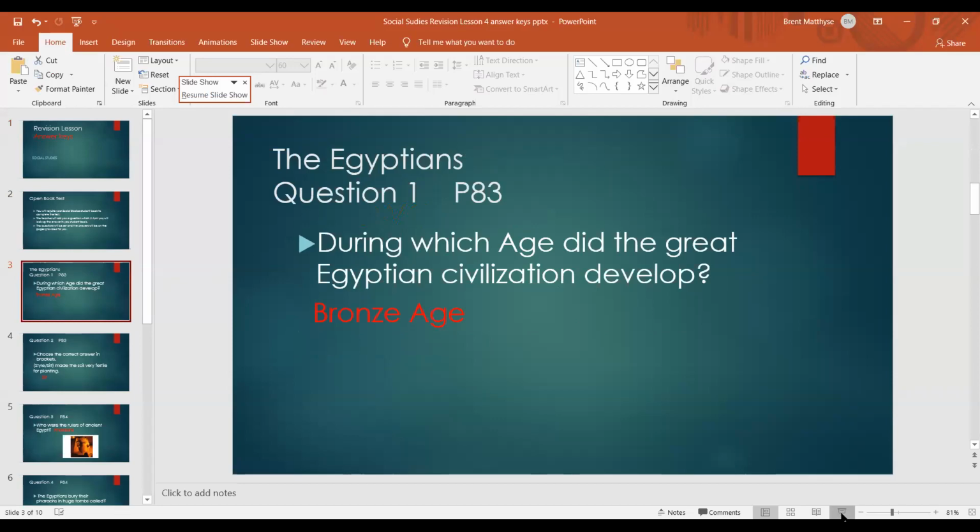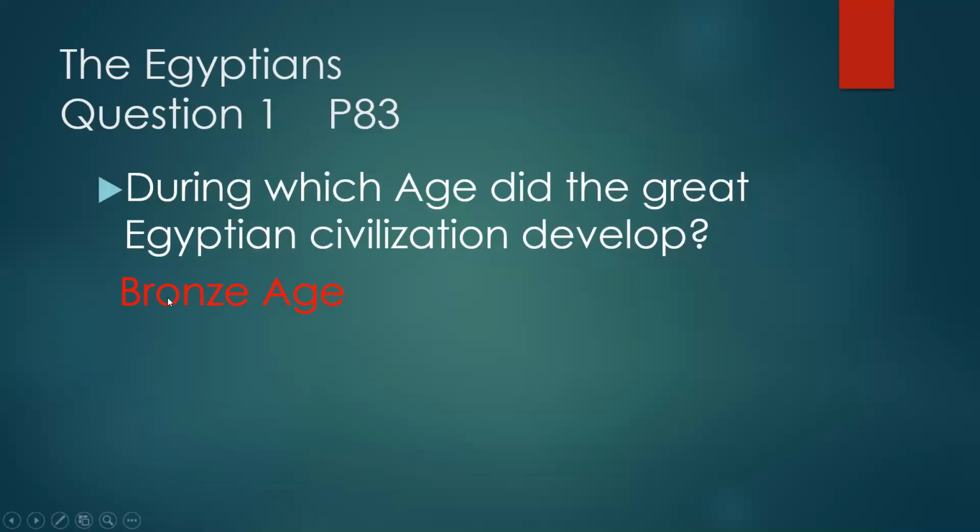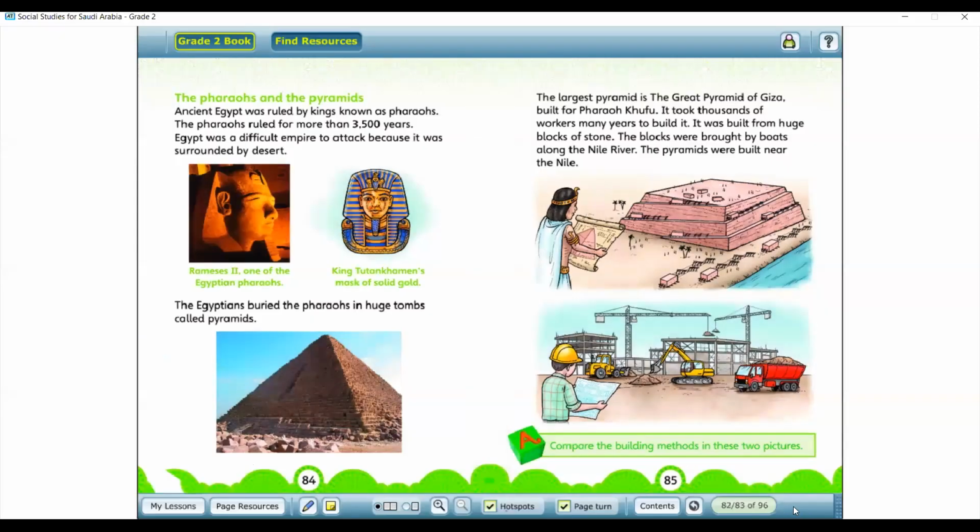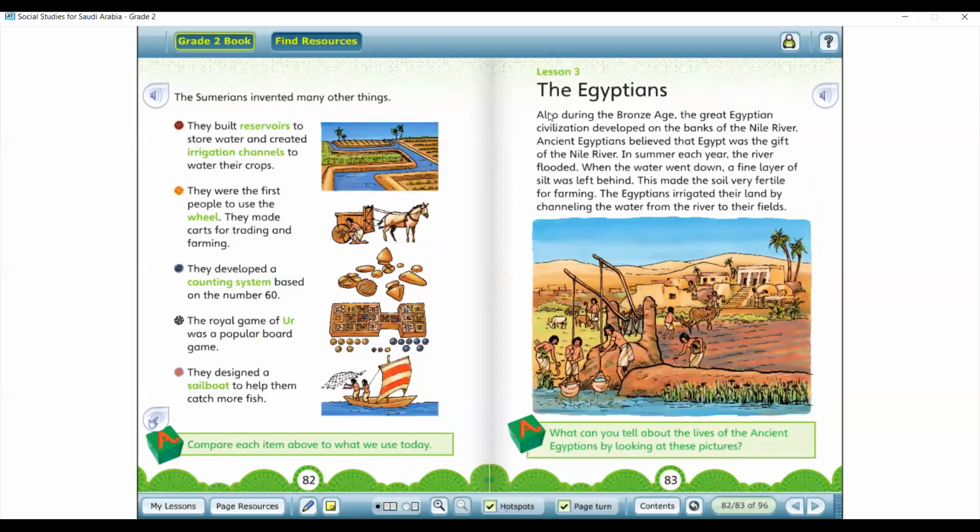So our question one is, during which age did the great Egyptian civilization develop? It is the Bronze Age. Where did I find this? On page 83. You will see it here on the right-hand side, also during the Bronze Age. That is where we would find it in the first line.